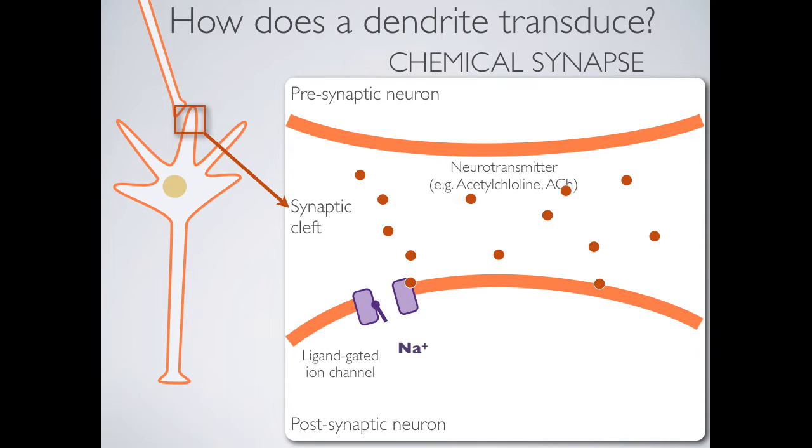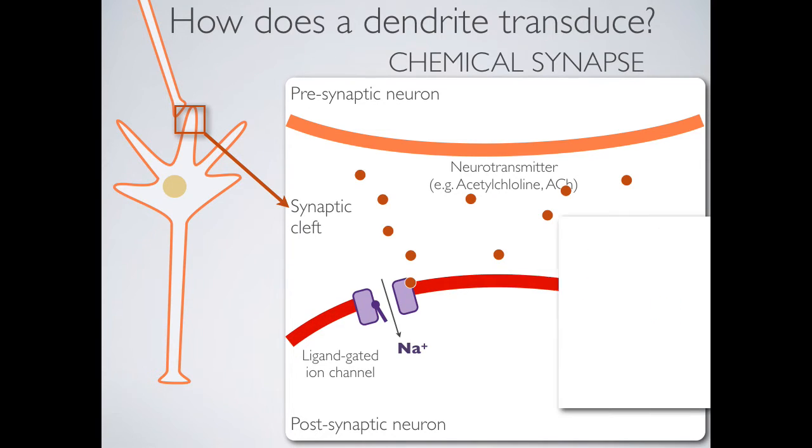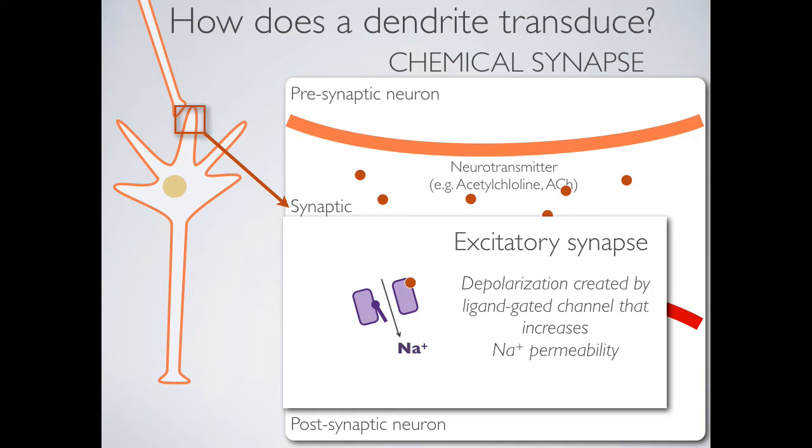A depolarization. Just like we saw for the axons, it's just that in this case, we're not going to create an action potential. We're just going to create a positive change in the membrane, in other words, a depolarization. So we show that in red. Okay, so this would be an example of an excitatory stimulus.